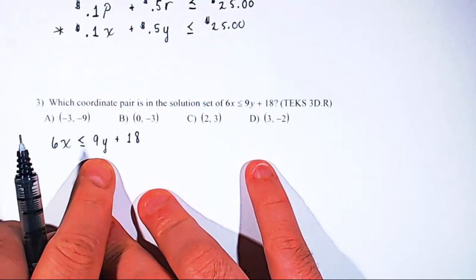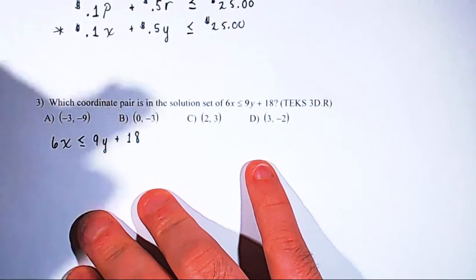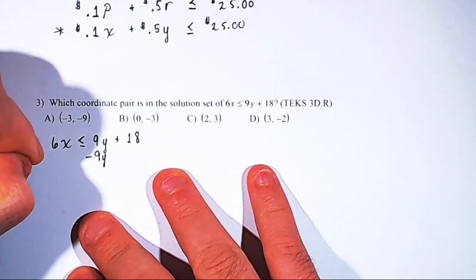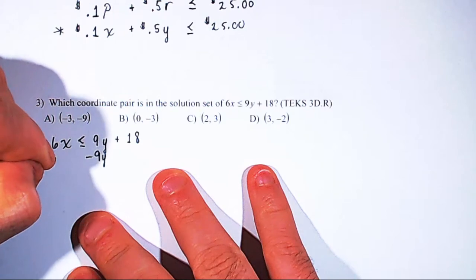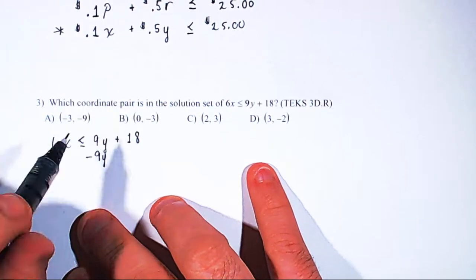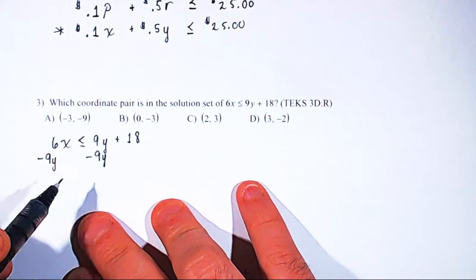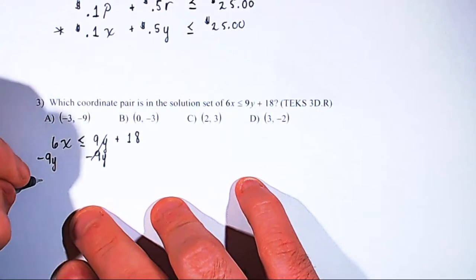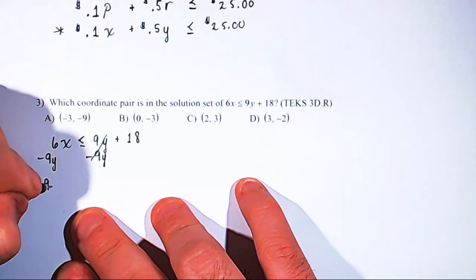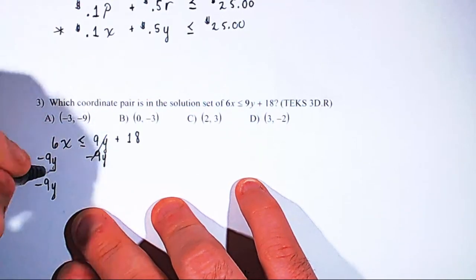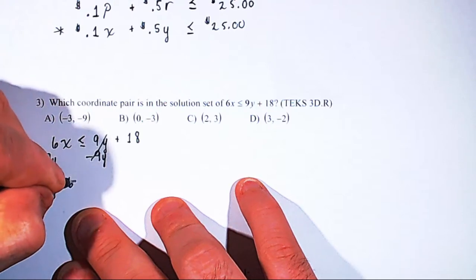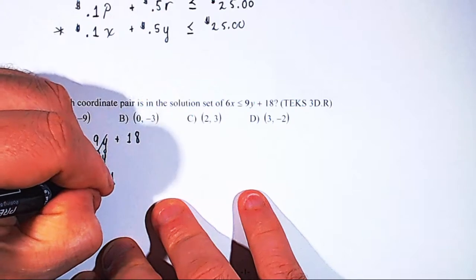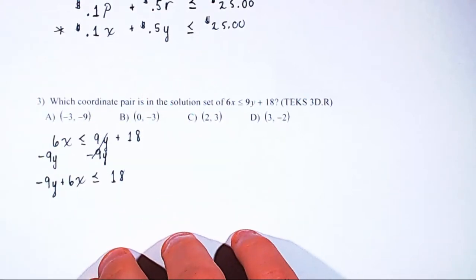First, we need to get the 9y from the right side to the left side. And we do that by subtracting 9y from both sides. All right, on the right side, 9y minus 9y gives us 0, so we say that cancels out. And then over here I've got negative 9y plus 6x is less than or equal to 18. Okay, we're not quite done.